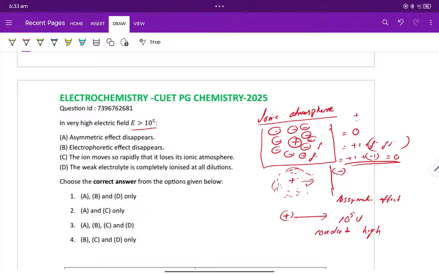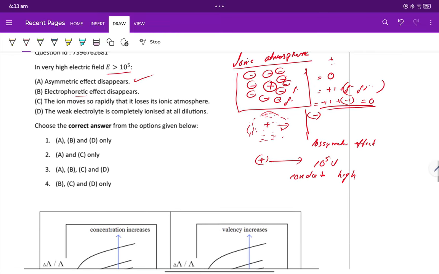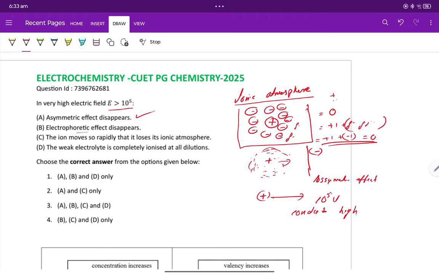Now let us check the options one by one. The asymmetric effect disappears, so that is a right option in a very high electric field. Now what is the electrophoretic effect? The electrophoretic effect is a little bit different. Mainly it is the effect of the solvent present in it. This positively charged central ion, along with the negatively charged ions, is called the ionic atmosphere. Whenever it is moving through the solution, there will be a viscous drag.